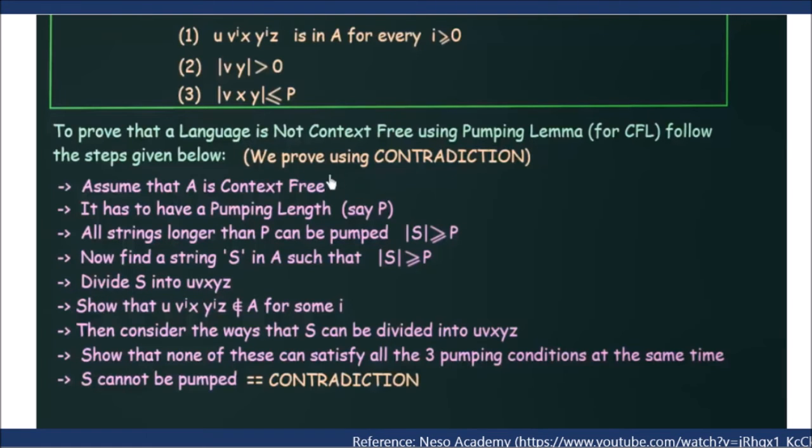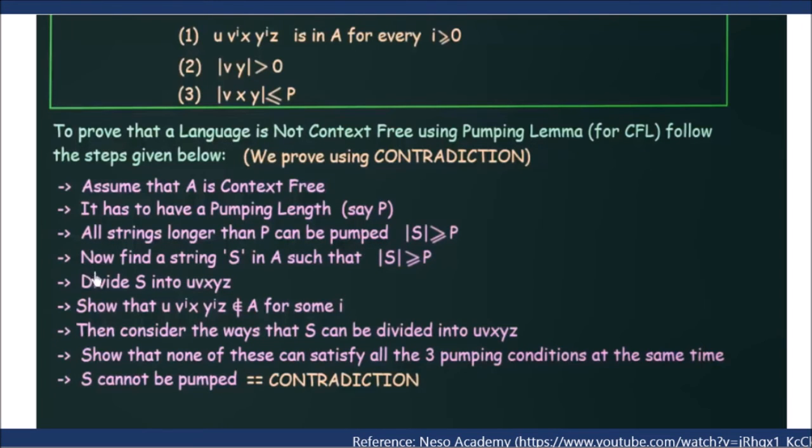Here we have the 3 conditions given and we already defined them. Since we are going to prove it using contradiction, we will assume that A is context-free. So we have a language that we call A, and we will assume that it is context-free to begin with. We have already read that if a language is context-free, then it has to have a pumping length, so let's call it P. As we assumed A is context-free, it should have a pumping length, which we will call P. Then any string whose length is greater than or equal to P can be pumped. That's what we read above.